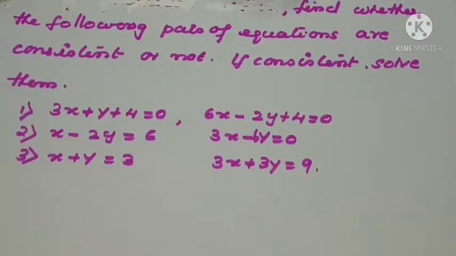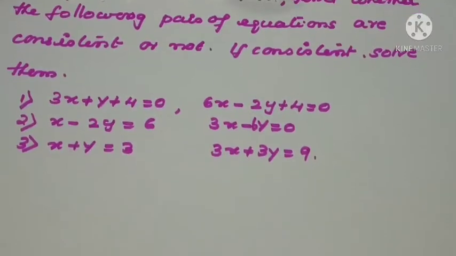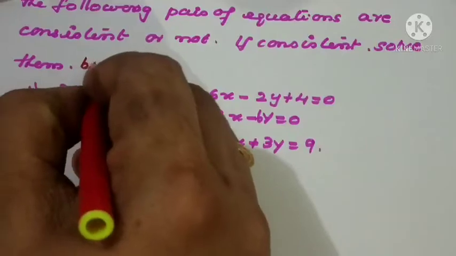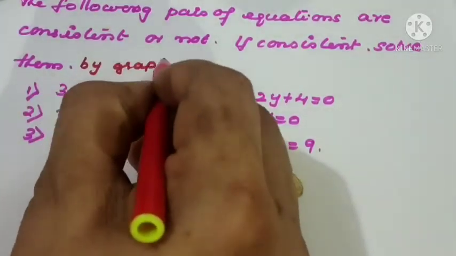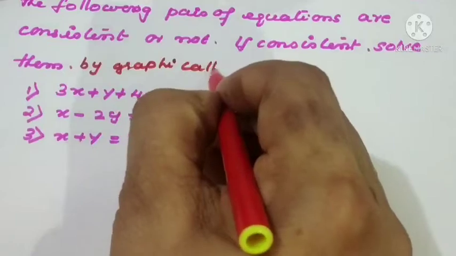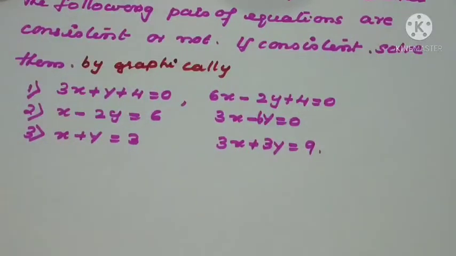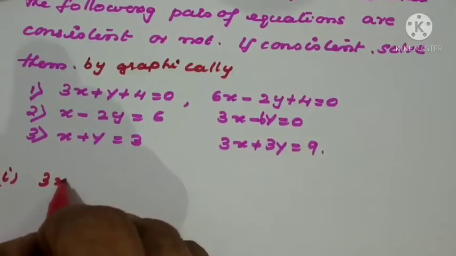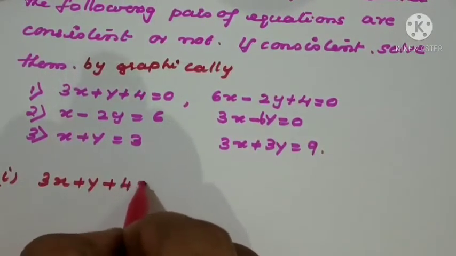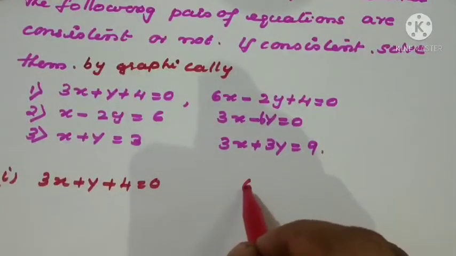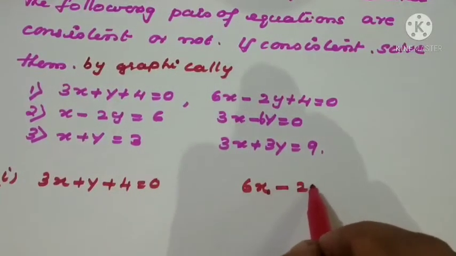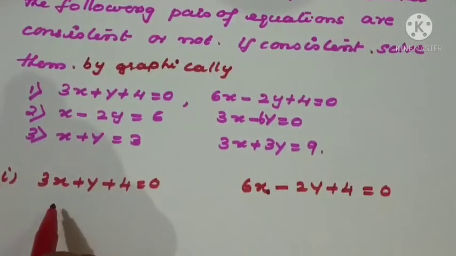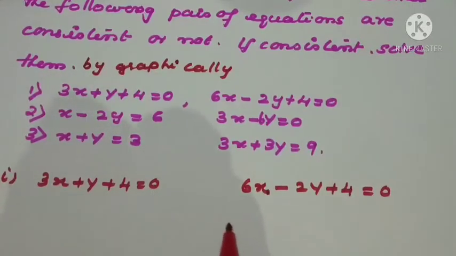Find whether the following pair of equations is consistent or not. If consistent, solve them graphically. So we have to do these questions graphically only. First we have to see whether they are consistent or not. The first equation: 3x plus y plus 4 equal to 0. And the second equation is 6x minus 2y plus 4 equal to 0. So we should see whether it is consistent or inconsistent.